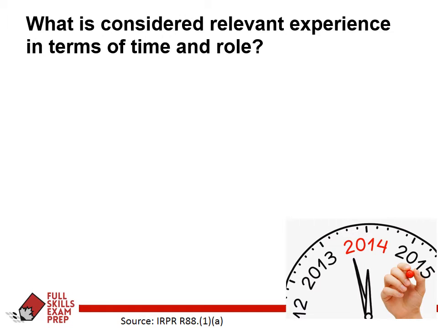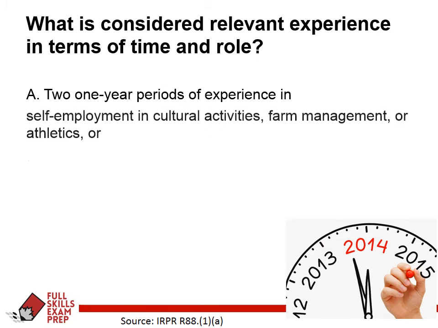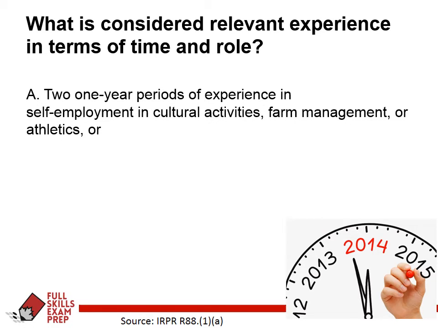So we're going to review this just a little bit. We talked about this in the video from yesterday pretty thoroughly, but it's important just because it comes up in the question here, and obviously just cover all your bases for the exam. All right, so experience in terms of time and role. Remember that the person has to have 2 1-year periods of experience in self-employment, in cultural activities, farm management, or athletics. Remember, that's not just generally cultural activities or anything like that. There are specified ones, which you can see in your test day data book.